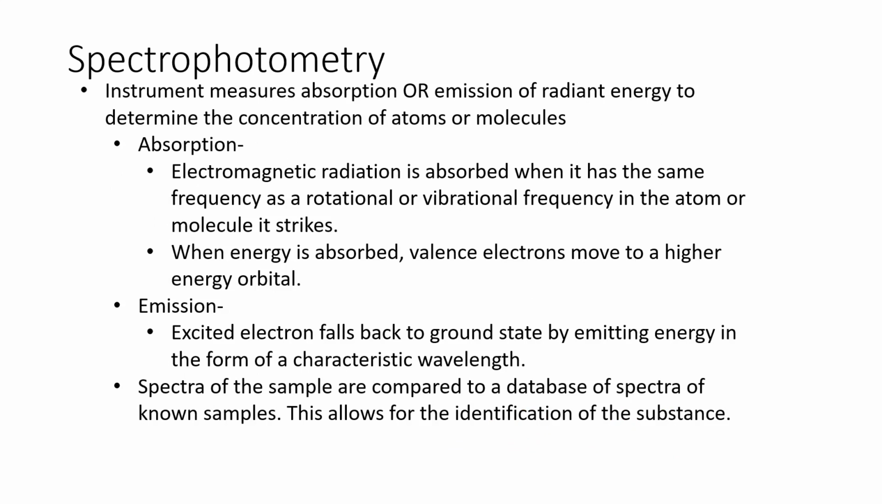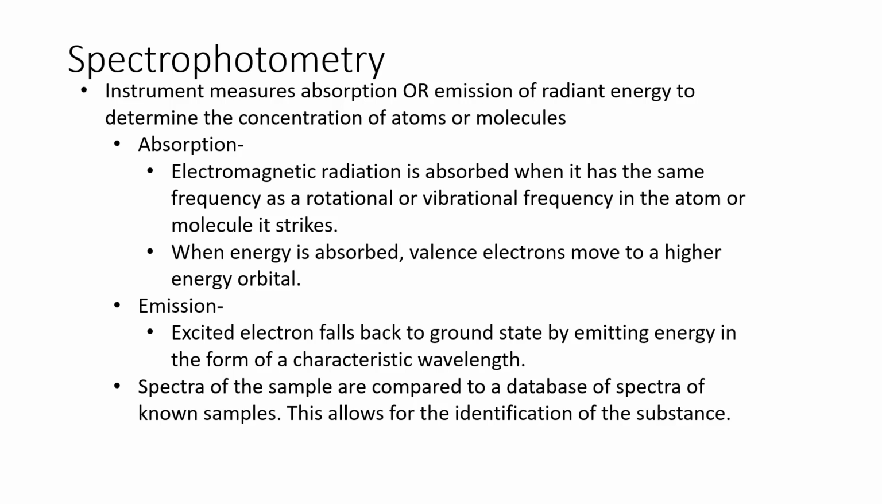A spectrophotometer is an instrument that measures absorption or emission of radiant energy to determine the concentration of atoms or molecules. For this, we have absorption and then we have emission. So for the absorption part, electromagnetic radiation is absorbed when it has the same frequency as a rotational or vibrational frequency in the atom or molecule it strikes. So this electromagnetic radiation is going through a substance, and it's going to come in contact with certain components of that substance. And if it has the same rotational or vibrational frequency as those components, it's going to be absorbed. When energy is absorbed, valence electrons are going to move up to a higher energy orbital.